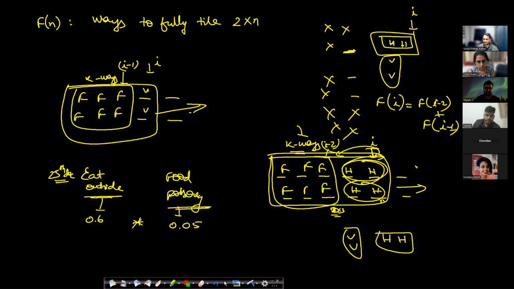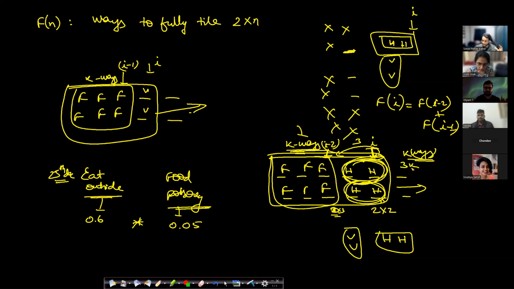Now, if you ask me why there were k ways here, why did I write that there are k ways to fill up to the ith column? Because up to the ith column, I had k ways to fill up. And on top of that, using horizontal bars, I can only fill this 2 by 2 board in one way. Let's say that I had more ways to fill up, let's say 3 ways. Then there will be 3k ways.